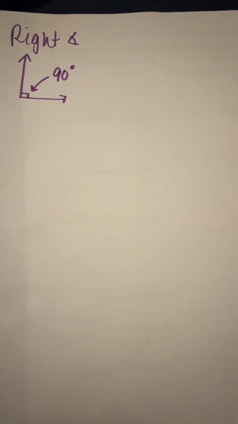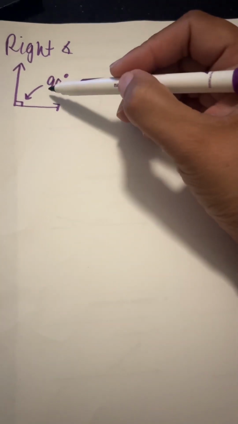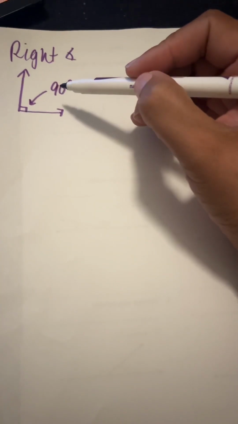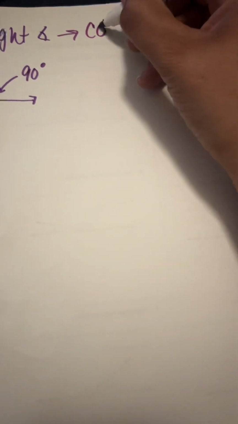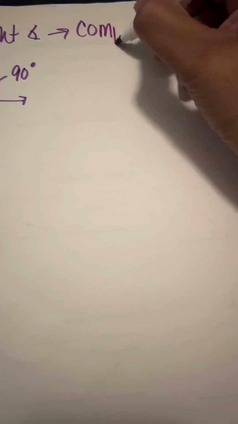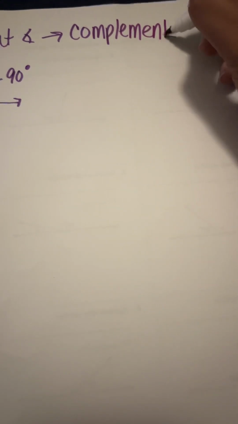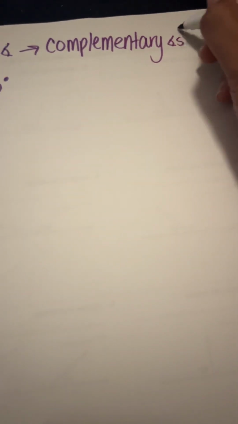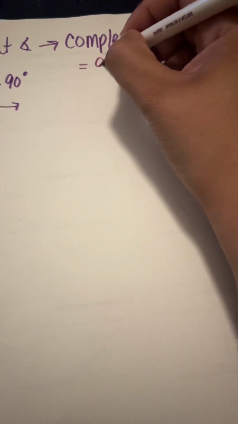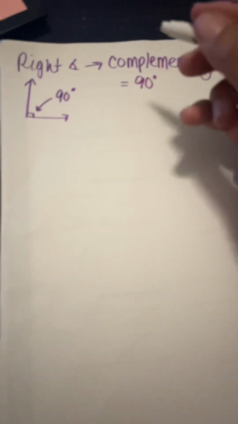When it comes to a right angle, we usually deal with complementary angles. Complementary angles, remember, are pairs of angles in which the sum of those angles becomes 90 degrees. I will give you an example later on for that.